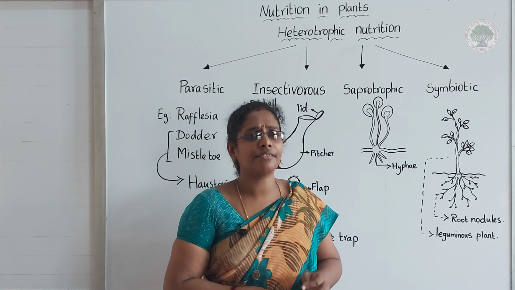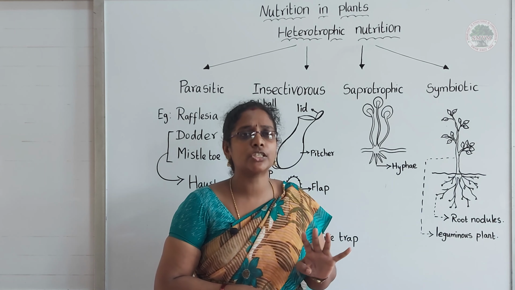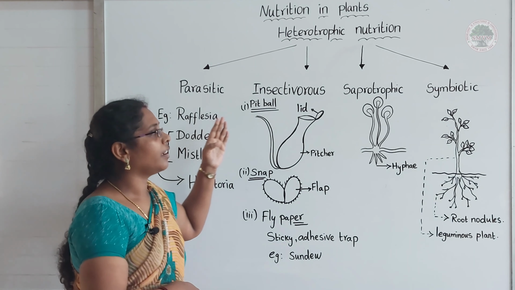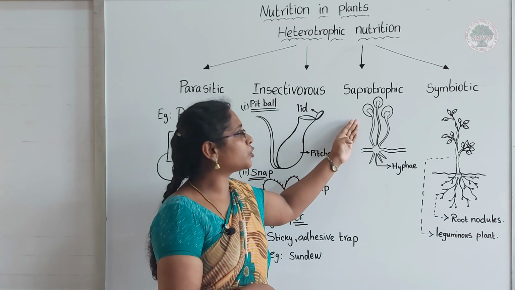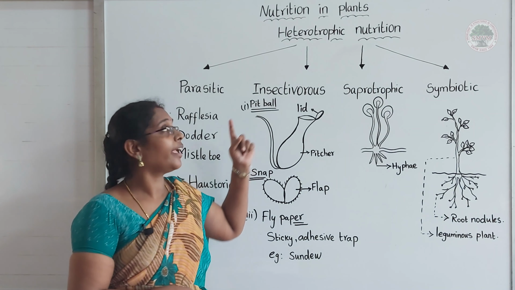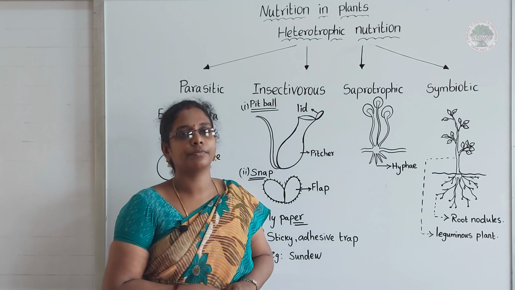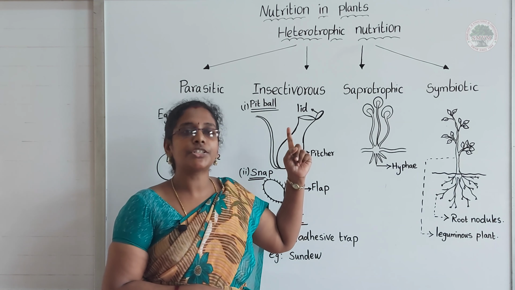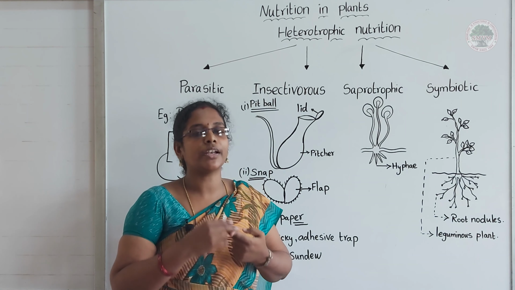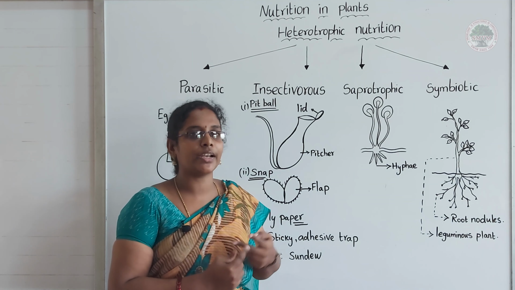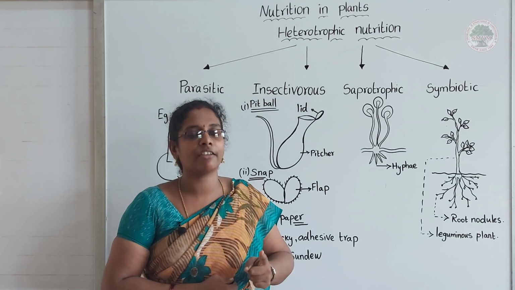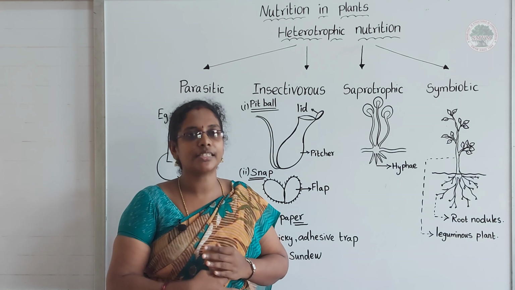Today we have discussed four different kinds of heterotrophic nutrition: parasitic, insectivorous, saprotrophic and symbiotic. All of these come under heterotrophic nutrition. In plants, there are two different kinds of nutrition: one is autotrophic and the second is heterotrophic. Nutrition is one of the life processes, and today we have seen that.